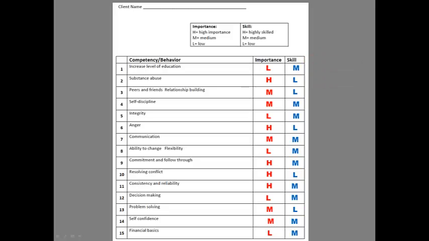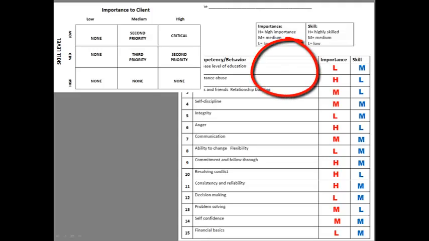And when you begin to measure the two of these together, you'll discover that there's a very interesting correlation that takes place. For example, increase my level of education. That's not very important to me because I've got my GED. I'm good. I'm not looking to go to college. Where's that going to fall? Level of importance is low, but the skill level is medium. It may be a second priority, but it's not a big deal.